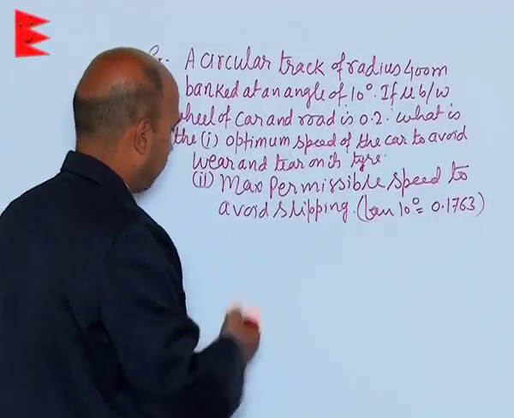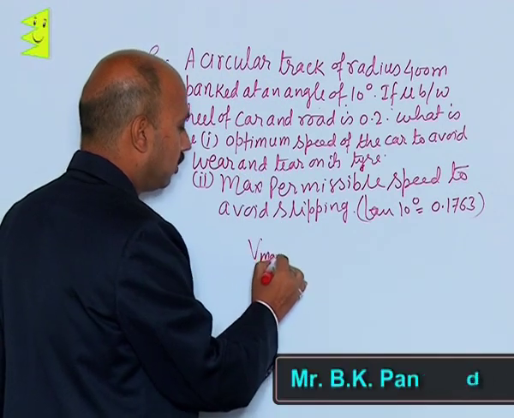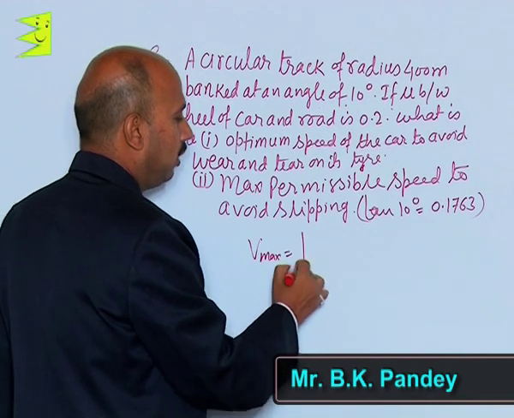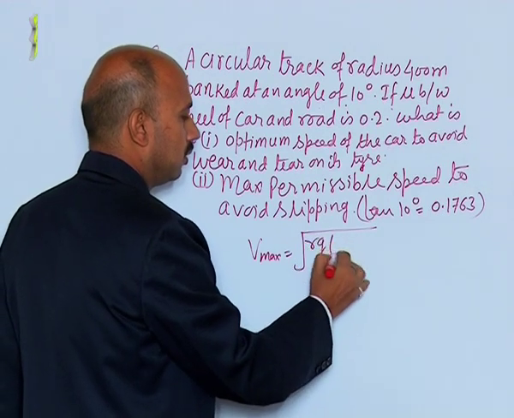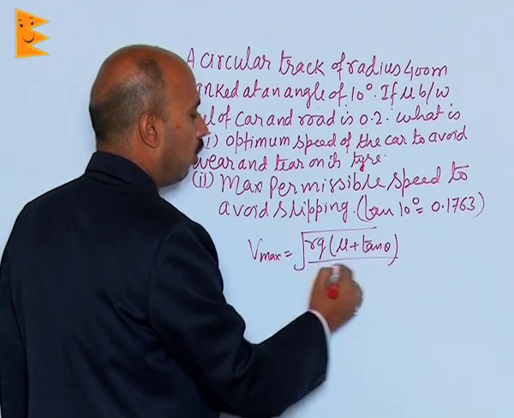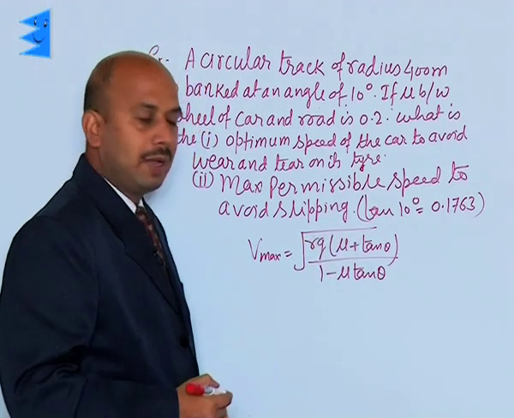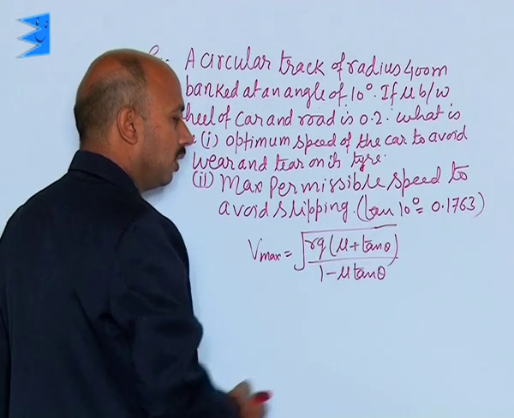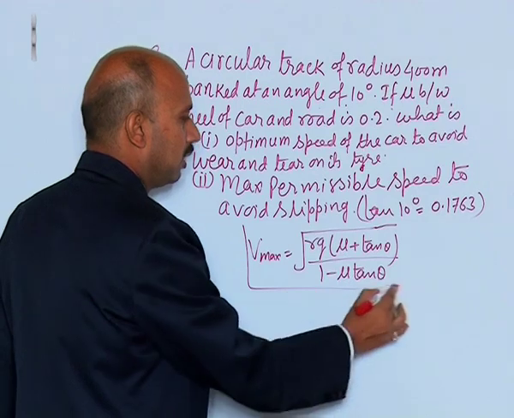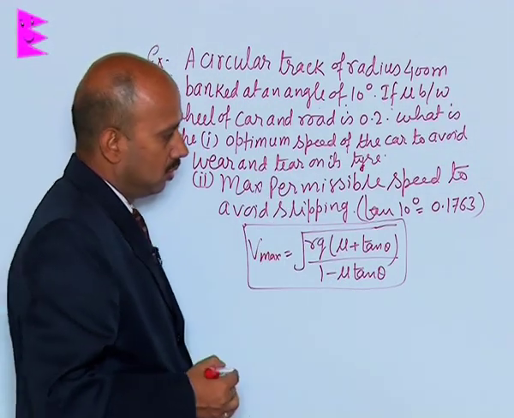Now, see here, you have done this formula. V maximum is equal to under root of Rg (mu plus tan theta) upon (1 minus mu tan theta). We have derived the formula in the previous topics. This is the maximum permissible speed when the car is moving on the banked road.